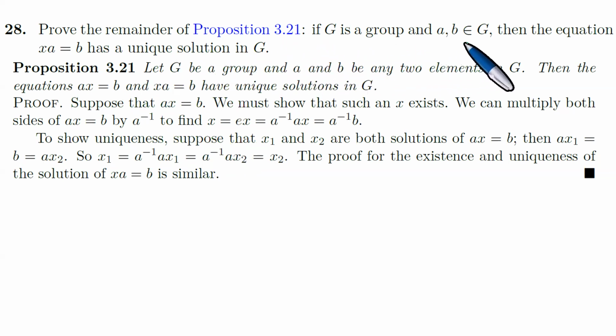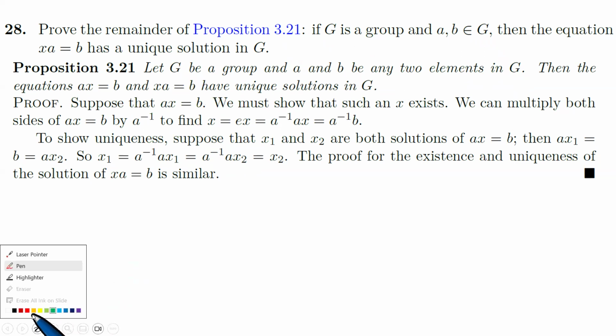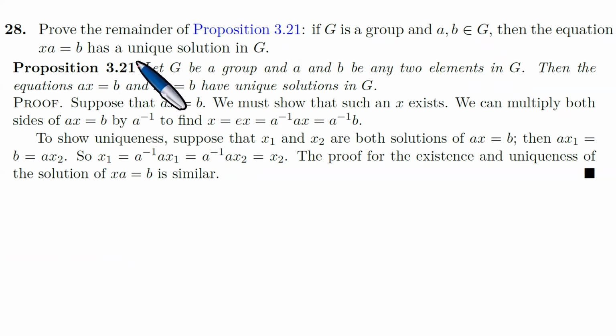If G is a group and A, B are in G, then the equation AX equals B has a unique solution. So I actually have cited the proposition here from the textbook. And this problem 28 is saying prove the remainder of the proposition: if G is a group and A, B are in G, then the equation XA equals B has a unique solution in G. Let's read the proposition.